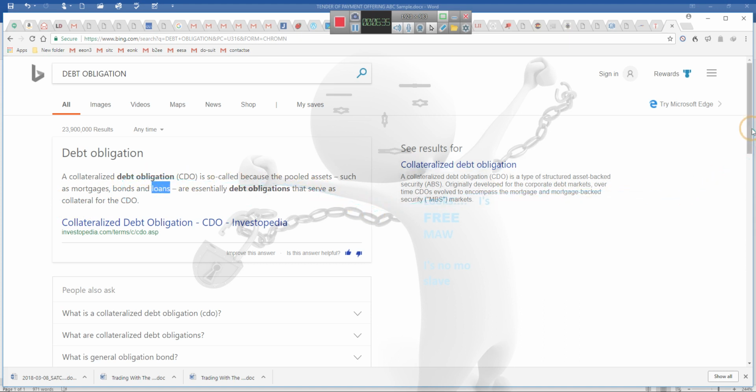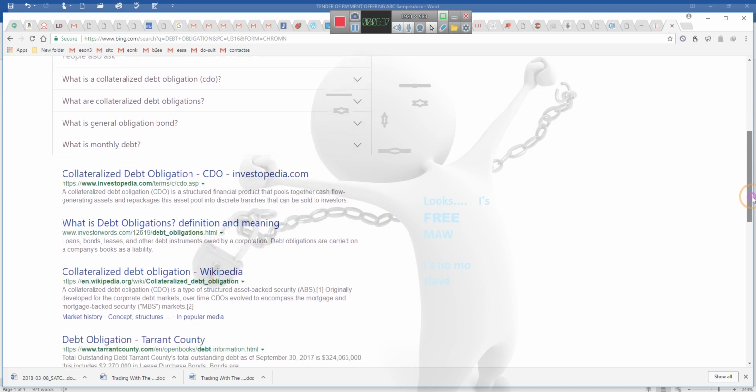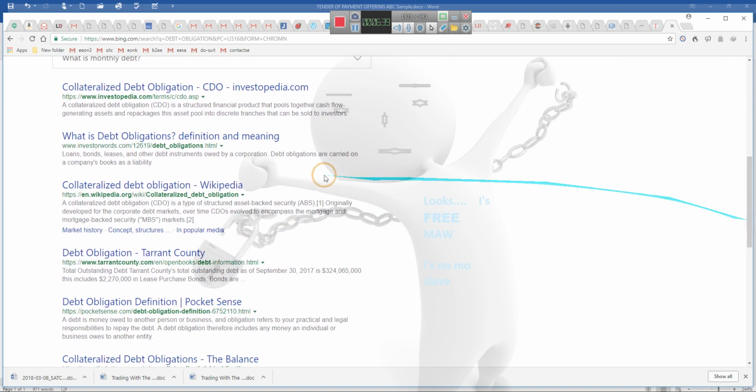Okay, people, I need you all to hold on. What is debt obligations? Let's look at the meaning. Loans, bonds, leases, and other debt instruments owned by a corporation. Debt obligations are carried on the company's books as a liability. Ladies and gentlemen, it talks about a corporation. A debt obligation is not just those that are carried by a corporation.